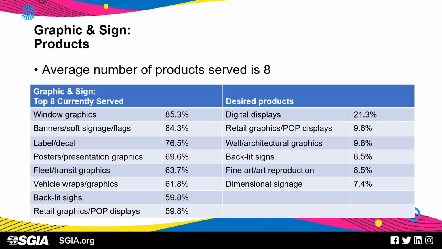The most desired products are digital displays. This product tops the list. Like 21.3% of the companies identified this product as the one they would like to provide in the future, although recently it's not very popular. I assume that this is a new product area for the graphic design community, and they feel the potential there. Other desired products are retail graphics, wall architectural graphics, backlit signs, fine art, and dimensional signage.